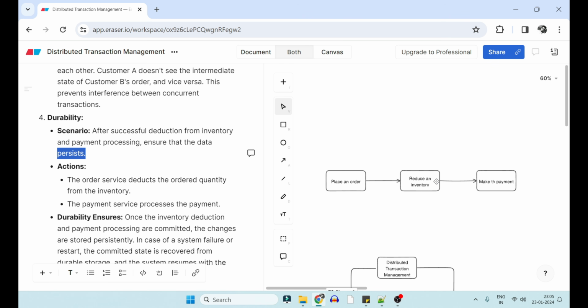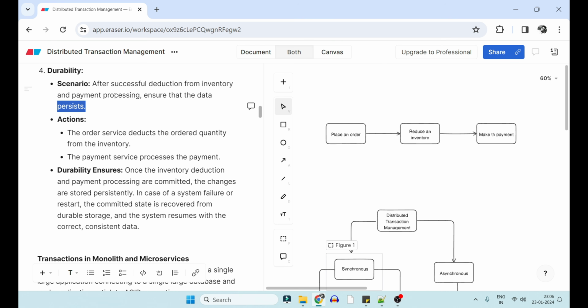If in that particular case, once the payment is successful, inventory is reduced to 0 and the order is also successful, and after all these things are done, if the system crashes and comes back to life again, then it should not show any inventory for the previous product. It should be 0. So after a successful completion of a transaction, the data should be persisted properly in the database or your hard disk. It should not roll back in any case.